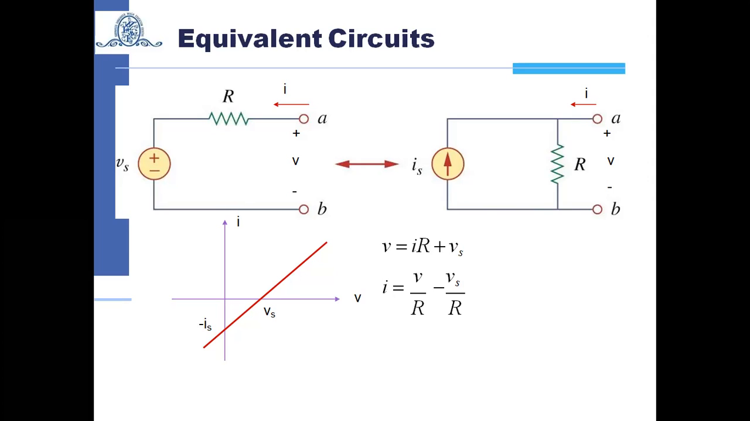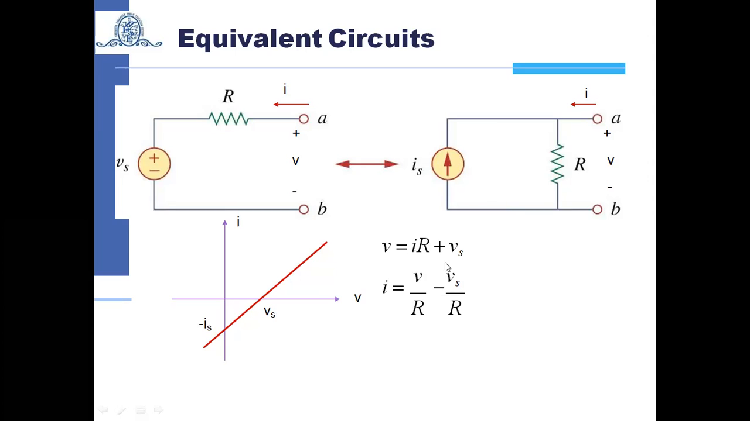So how will you get it? If you write the equations in the form of I, V and R, you will get I equal to V by R, which is the current flowing through this resistance, minus Vs upon R, or you can say Is. We take the negative sign here because if we take clockwise, we get the opposite directions. That's why I have taken the negative sign.